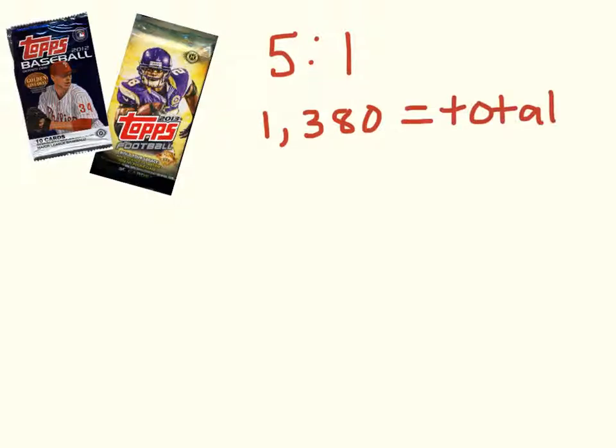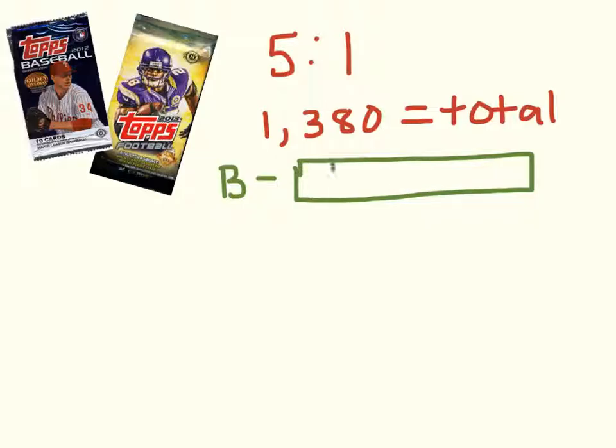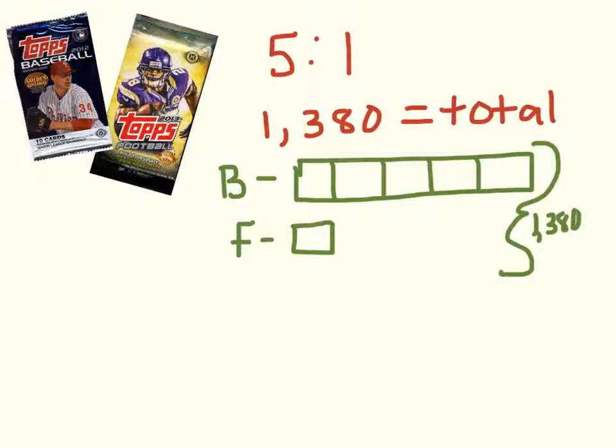Here's what our bar model will look like. The baseball cards have 5 units, and the football cards have a single unit. We know that this total quantity is 1,380. You solve from here. We want to know how many baseball cards there are and how many football cards there are. Press pause, work through this problem, and when you come back, we'll complete part B.